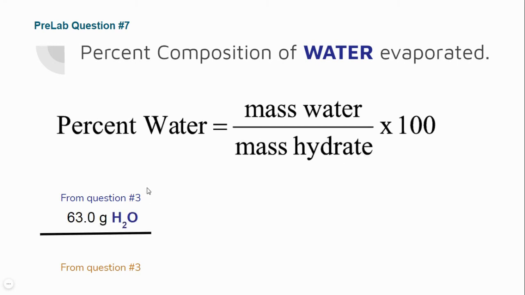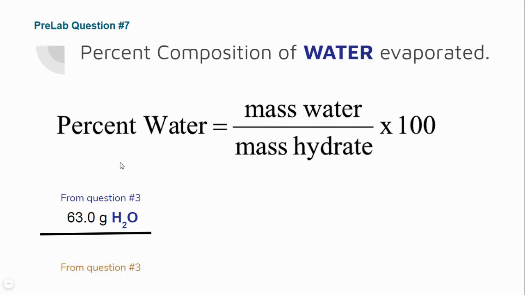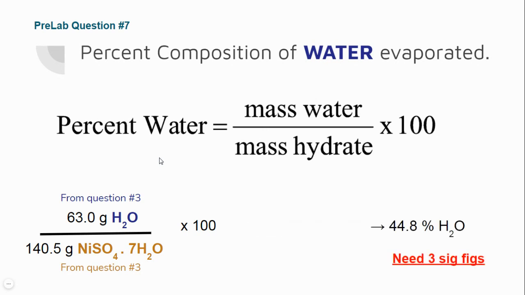So we have our value from question number 3, and that is the value we calculated by subtracting the anhydrate from the hydrate. And then 140.5, this is a given value in our pre-lab, but this is the value we measured at the very beginning of the lab. Divide the 2, multiply by 100, and we get 44.8. Let's go ahead and just keep this to 3 sig figs unless otherwise notified. So we're going to say 44.8% of this compound was made up of water.